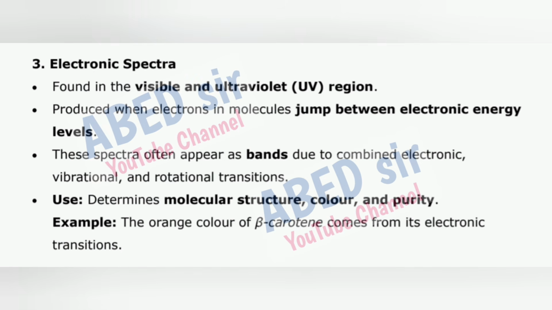3. Electronic spectra. Found in the visible and ultraviolet (UV) region. Produced when electrons in molecules jump between electronic energy levels. These spectra often appear as bands due to combined electronic, vibrational, and rotational transitions. They help determine molecular structure, color, and purity. Example: the orange color of beta-carotene comes from its electronic transitions.